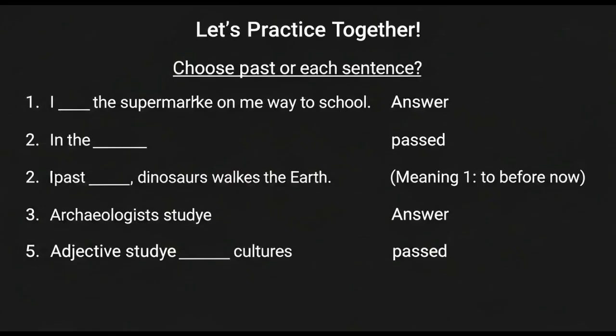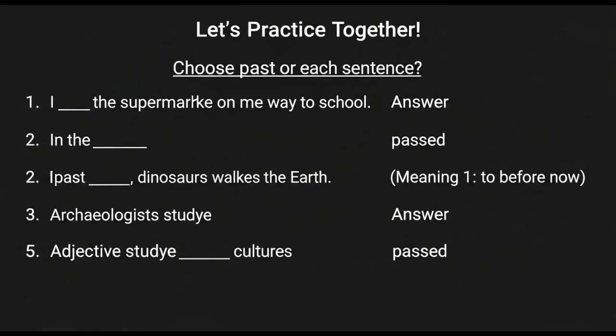So let's get started. Number 1: I blank the supermarket on my way to school. So what do you think it is? If you said, I passed the supermarket on my way to school, you are correct. I is the subject, passed is the verb, and the rest is the object. All right, you ready for number 2?